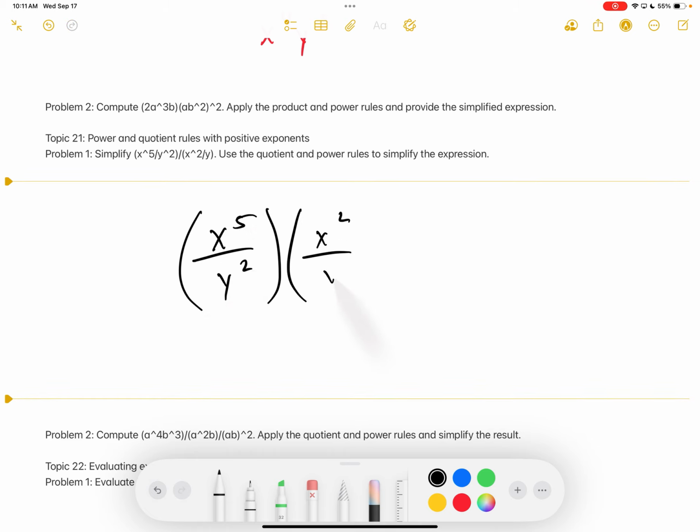Let's do this one. A to the 4th b cubed over a squared b. Oh, they did that. I'm not doing that. Change this problem a little bit.